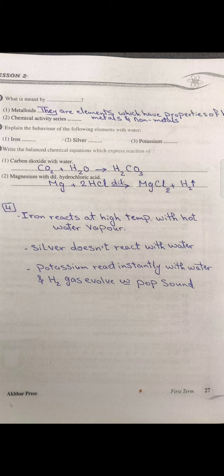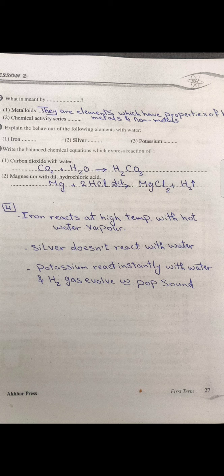Okay, that's right. Let's move to point number 2. Magnesium with diluted hydrochloric acid. The symbol of magnesium is Mg and the diluted hydrochloric acid is HCl. By the reaction of magnesium with hydrochloric acid, magnesium chloride is formed and hydrogen gas evolves making a pop sound.